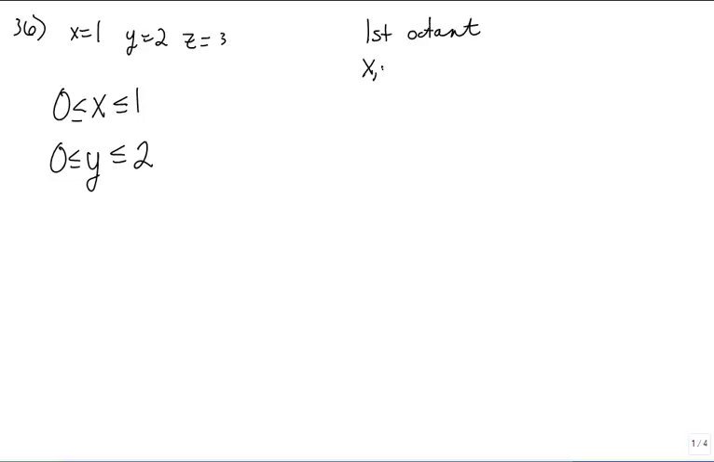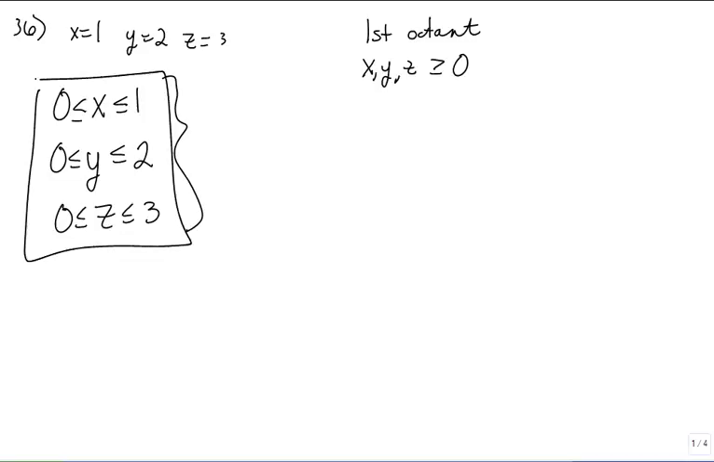Remember, I stated that earlier in the lecture. So these equations right here should give us that box. If we take those bounds and graph that, we're going to get a solid rectangular box. Okay, so this is a good introduction to 3-space.